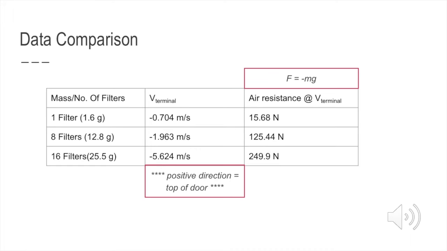Here we can see our data comparison, which shows the relationship between the mass, the number of filters, the terminal velocity, and the air resistance at terminal velocity. For 1 filter, our terminal velocity is about negative 1 meters per second, while our air resistance is at about 16 newtons. For our 8 filters, our terminal velocity is about negative 2 meters per second, while our air resistance is at 125 newtons. And our 16 coffee filters give a terminal velocity of about negative 6 meters per second, which is approximately 249 newtons.